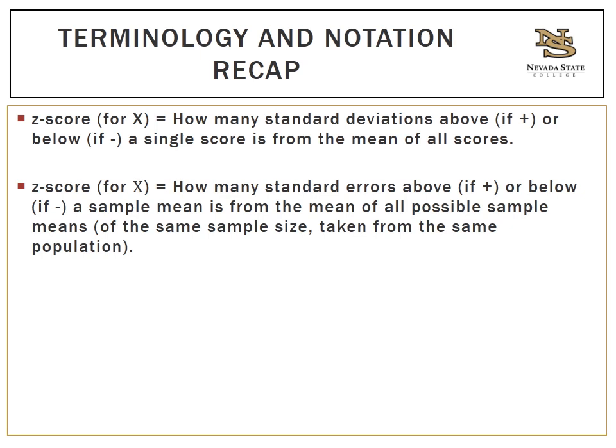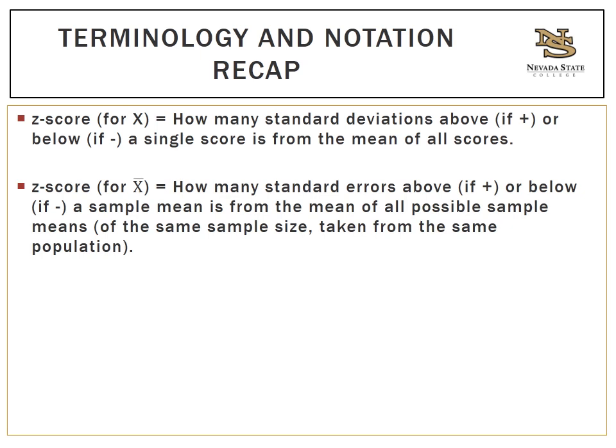That's how far away we think any given sample mean will be from the population mean just due to chance, or the typical difference between all sample means and the population mean. So now we say how many standard errors above or below a sample mean is from the mean of all possible sample means, or in other words, the population mean, because it's the same.